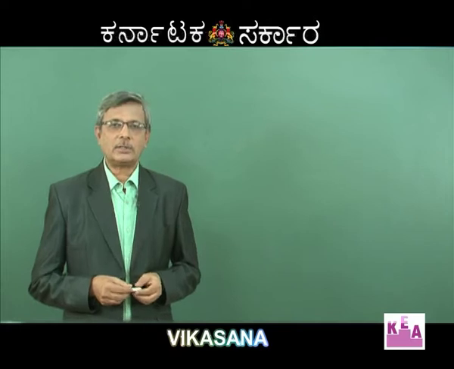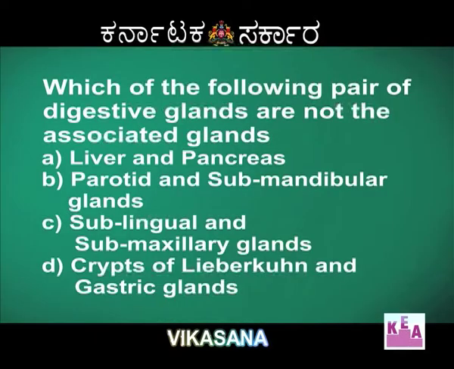The question is, which of the following pairs of digestive glands are not associated glands? The four options are liver and pancreas, parotid and submandibular glands, sublingual and submaxillary glands. Fourth option, crypts of Lieberkühn and gastric glands. First, let us know what we mean by associated glands.